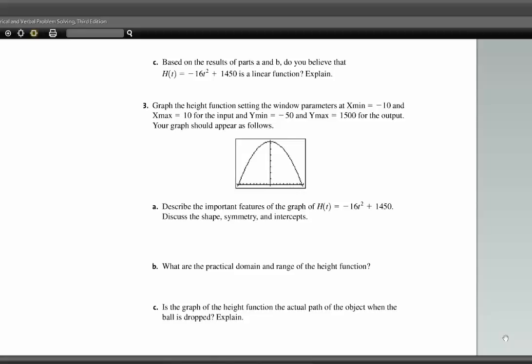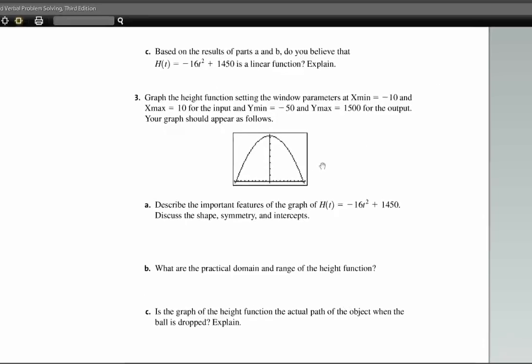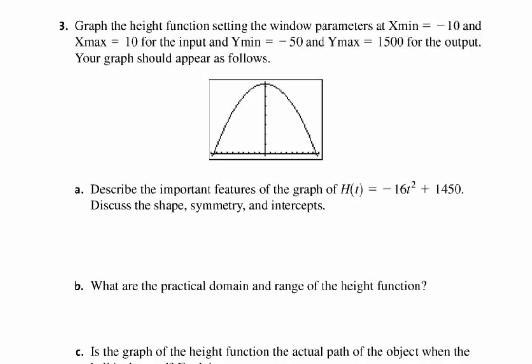So this is our second video covering activity 4.1. I believe in the last video we ended where we were asked to graph this height function, h of t equals negative 16t squared plus 1,450 feet. And if I recall, this gave us the height of an object at any given time.